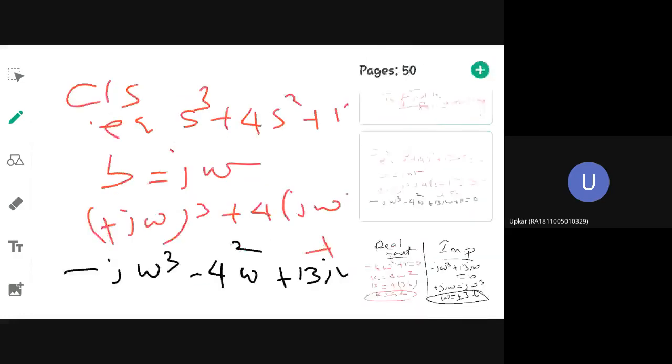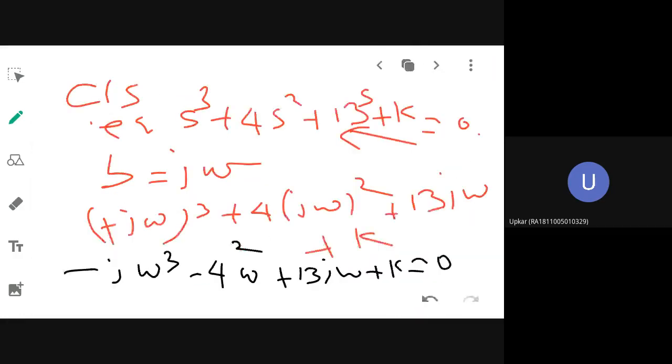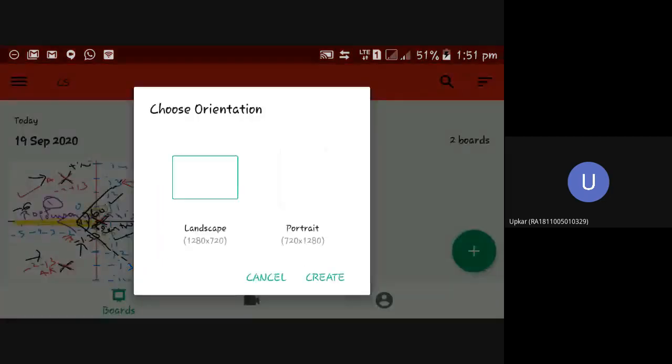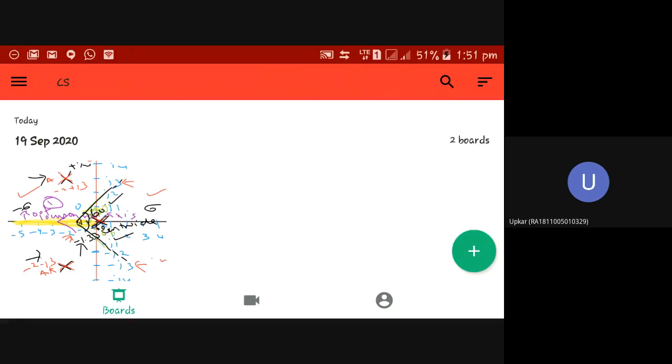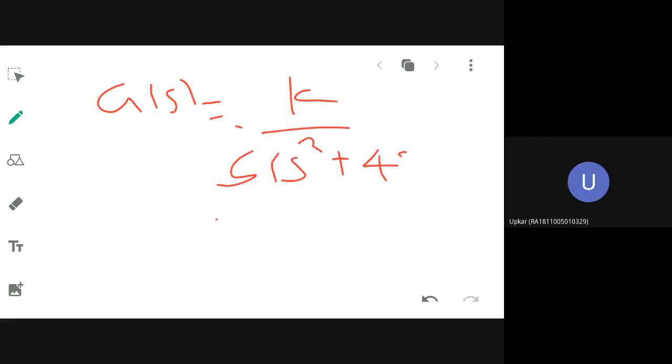So this is your characteristic equation, isn't it? Yes or no? How did you find the characteristic equation? You have been given one G of s, no? What is the G of s value? You want to answer, otherwise I will get bored. What is your G of s that is given in the problem? This is the problem statement: G(s) = K divided by s into s squared plus 4s plus 13.